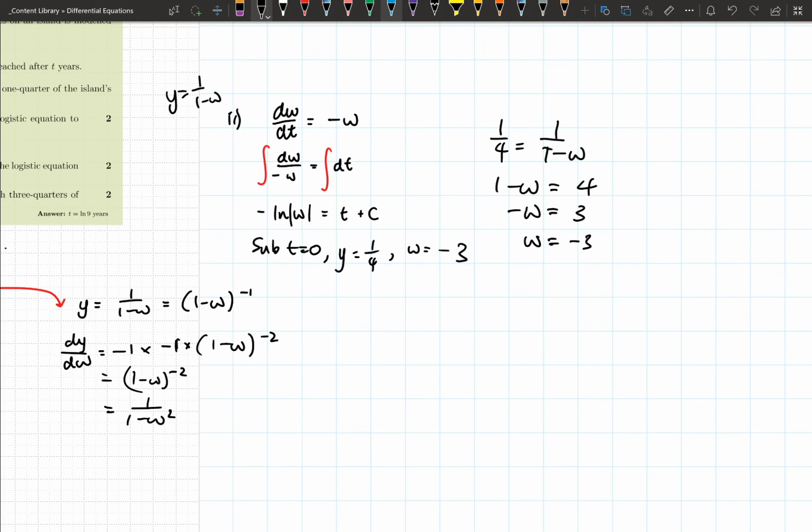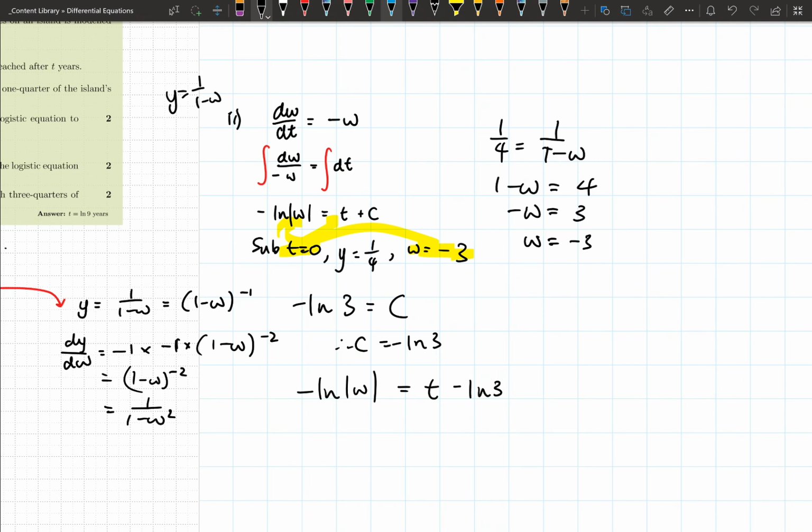Okay, so we can substitute these values in. So what am I going to get on the left-hand side? Negative ln 4, no, negative ln of the absolute value. Is equal to t plus C. What's t? T equals 0. So therefore, C is equal to negative ln 3. And so in my equation, it's going to become negative ln W is equal to t minus ln 3.